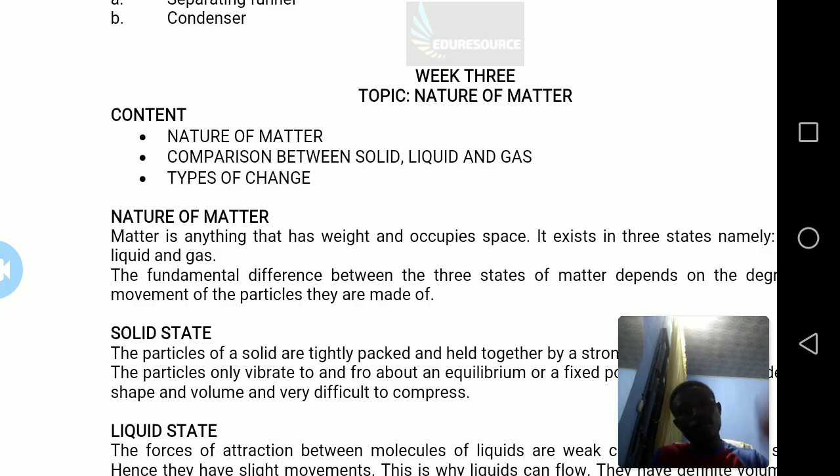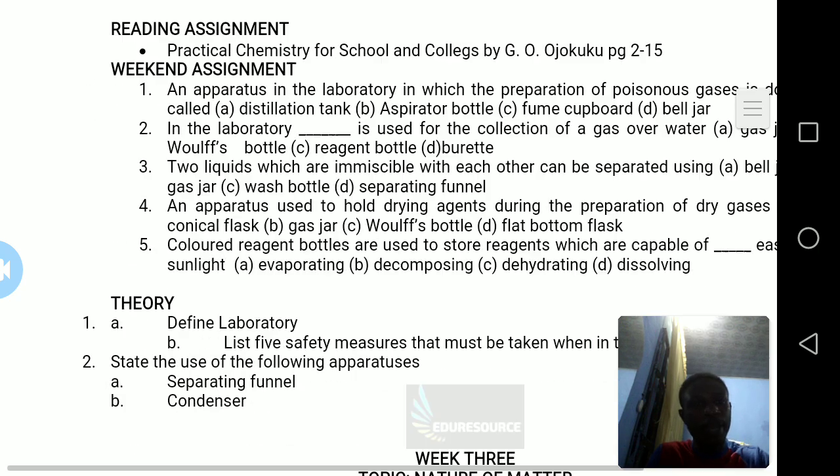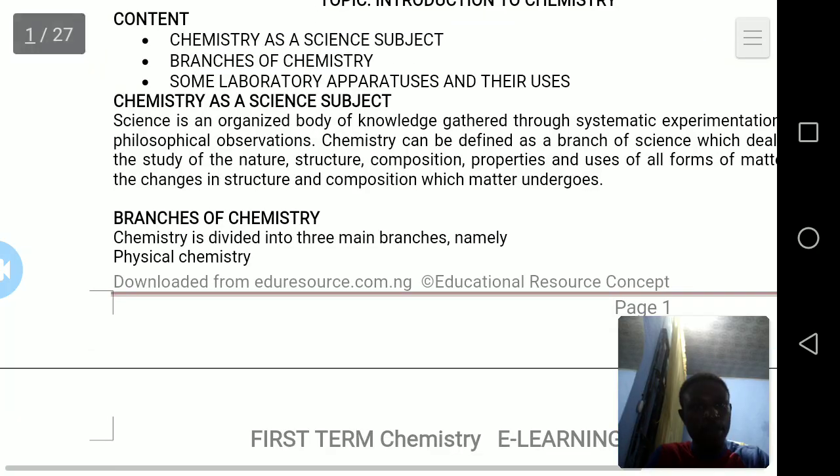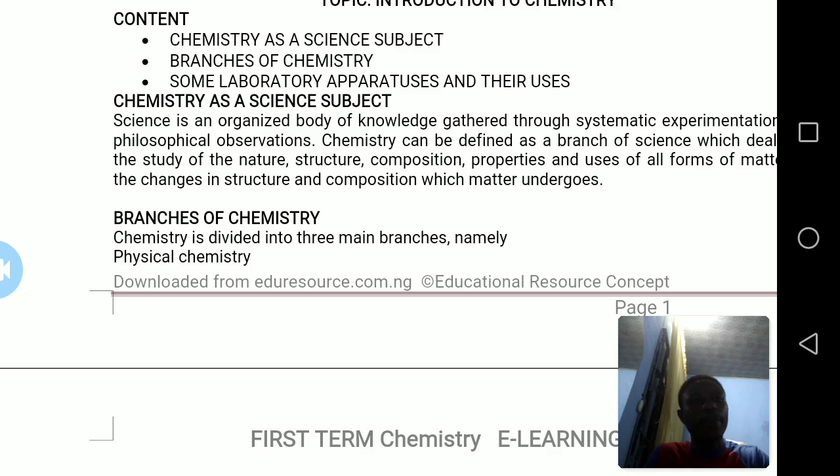Okay, so let me just go there. Let me not quote from my head. This is the definition of chemistry from the note. Chemistry is defined as a branch of science which deals with the study of the nature.